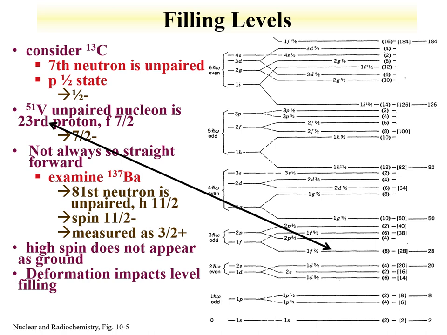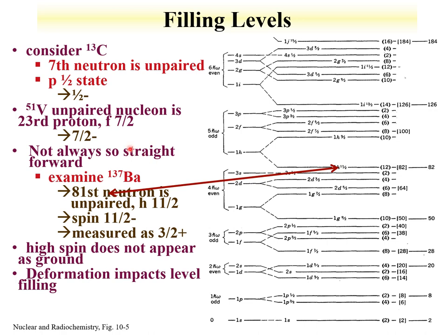Now the shell model isn't always correct. As an example, let's consider barium-137. The 81st neutron is unpaired in barium-137. That would leave a hole, right? Almost completely filled, 82 nucleons. So 81 is the 1h11/2 state. That would be 11/2 minus.